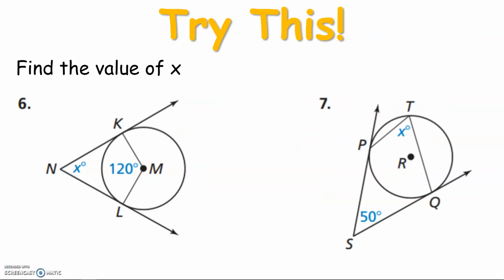All right, now your turn. Go ahead and try these two problems. Find x in each. Pause the video, give it a try.